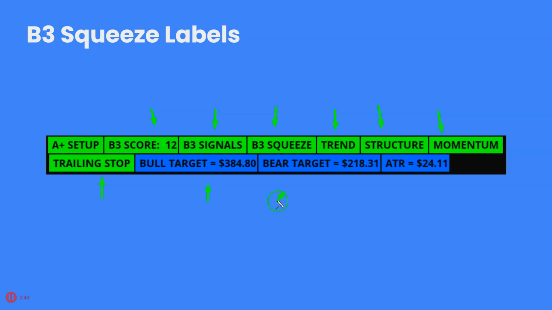The bull and the bear target, that's based on average true range moves above the 21 EMA. And you can tweak that. You can set it to 2 ATR, 2.5, 3. By default, I've got them set to 3 average true range moves above our 21 EMA. And then the ATR label is just the current average true range.